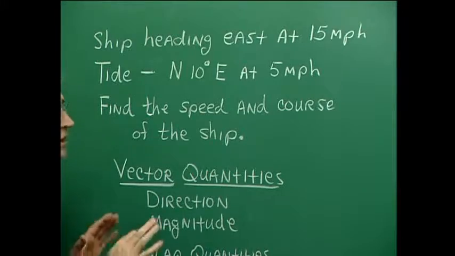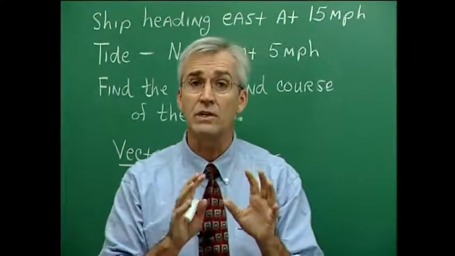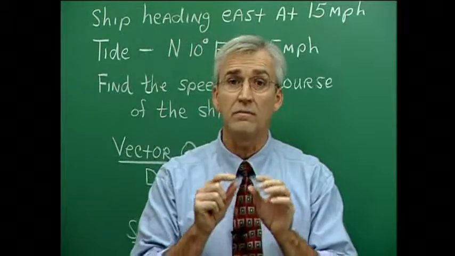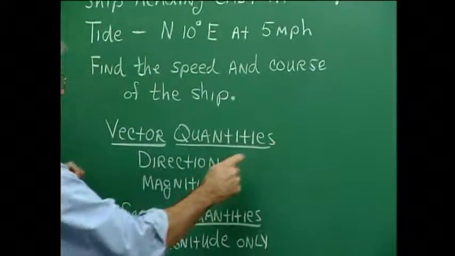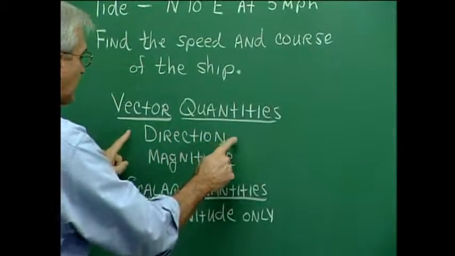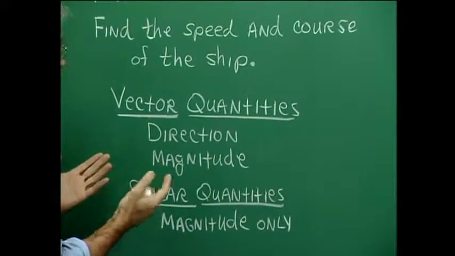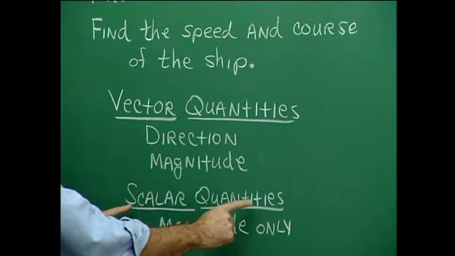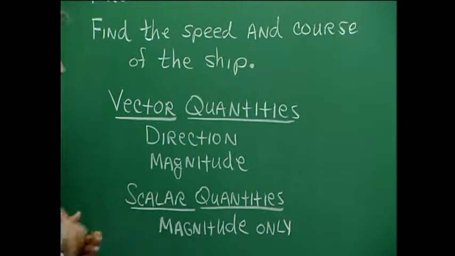Now, this is the notion of the idea of a vector, and both the ship and the tide represent a vector idea because they have involved with them both a speed and a direction. So vector quantities are quantities that have direction and magnitude associated with them. It requires then two real numbers to describe a vector quantity. On the other hand, scalar quantities have magnitude only associated with them and can be described using one real number.